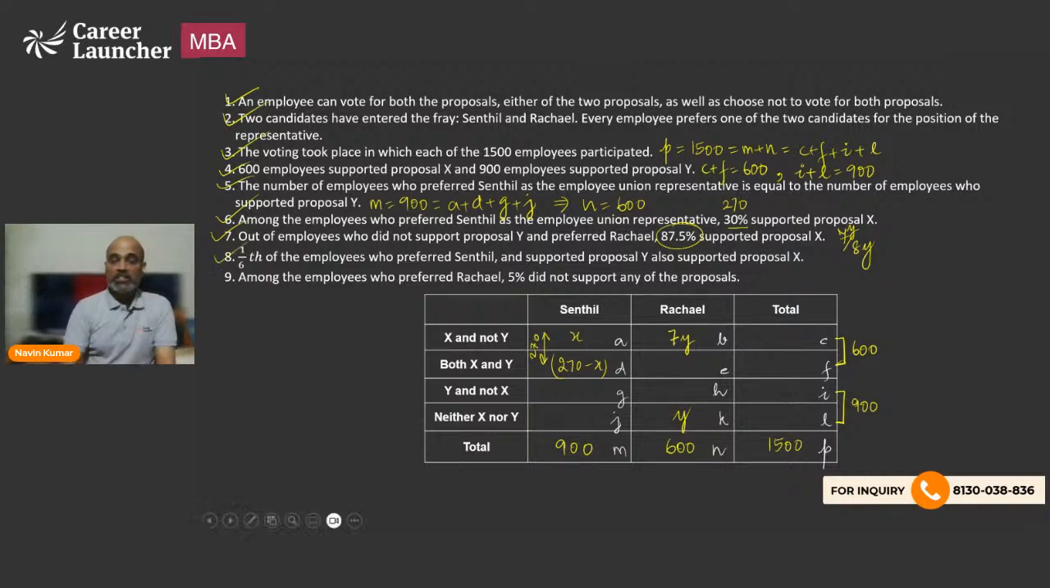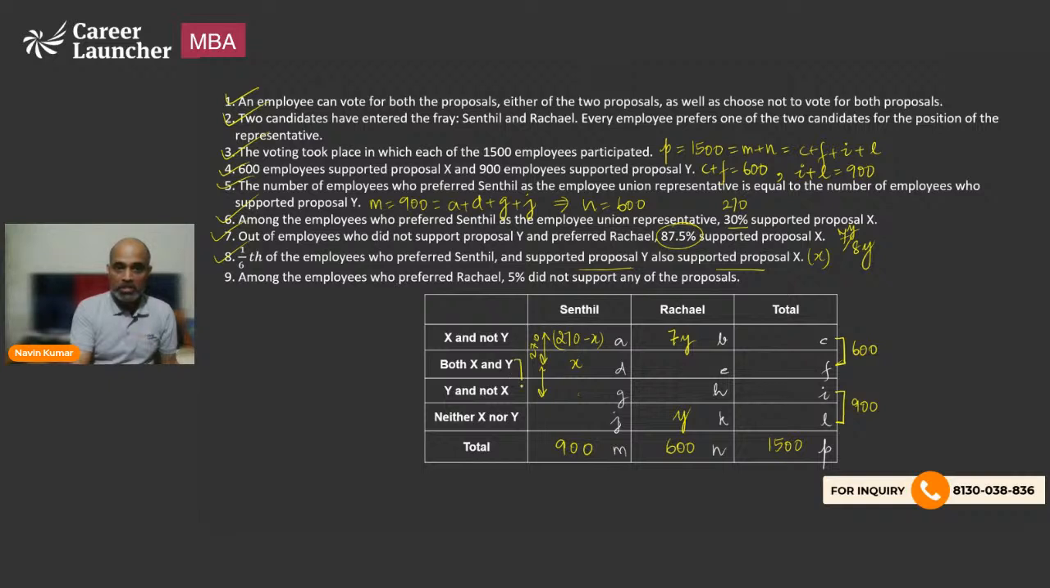Okay. Next, 1/6 of the employees who preferred Senthil and supported proposal Y. So we will have to go after Senthil and people who support proposal Y. So we are talking about proposal Y support here, right? Also support proposal X. So they also support this particular proposal. So I'm going to make a slight change over here so that it becomes easy. If this is X, this is 270 minus X. Now, people who support proposal Y and proposal X, this is given as X to us. We assumed this earlier.